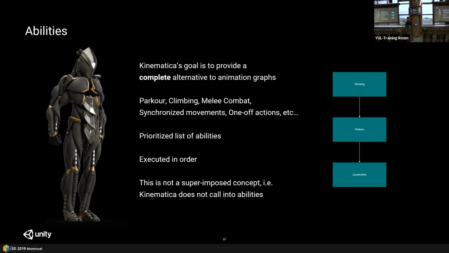And I want to emphasize, this is nothing Kinematica superimposes on top. As a game developer, you can decide how you want to do this. That was just my take on it.